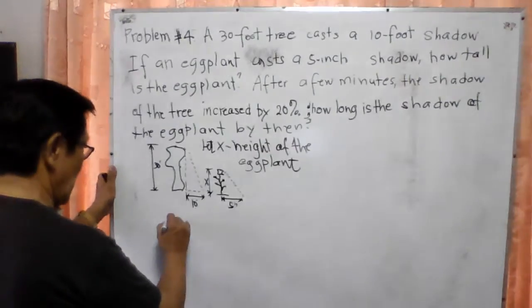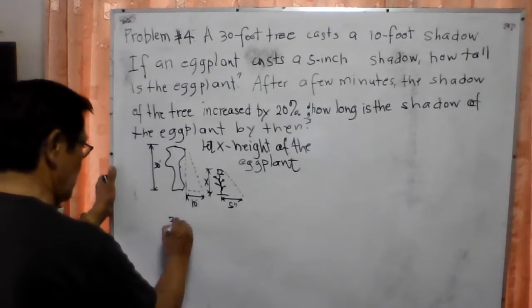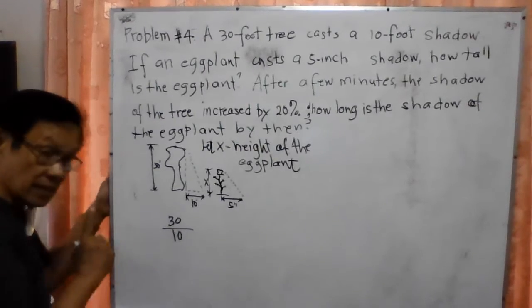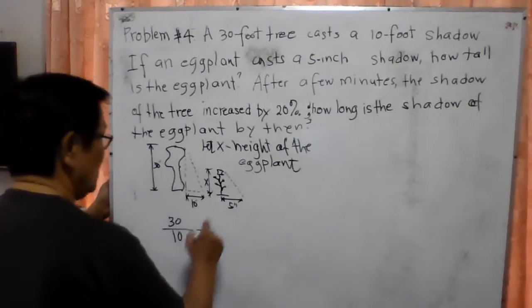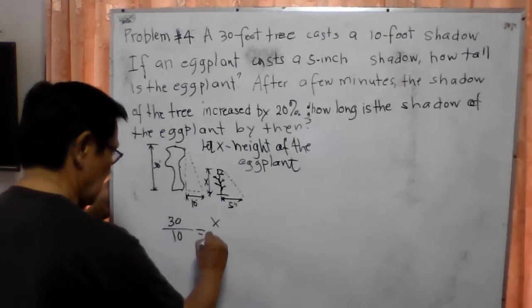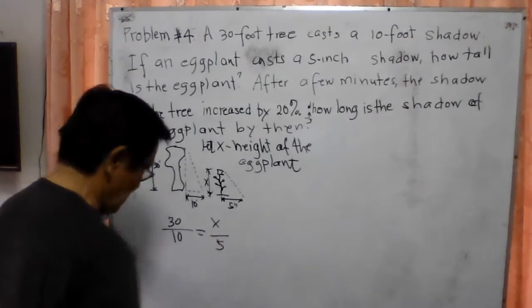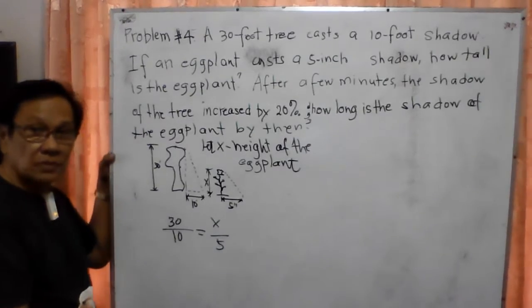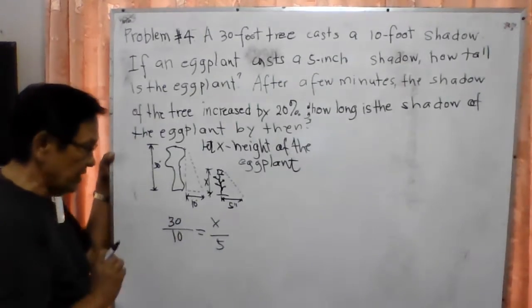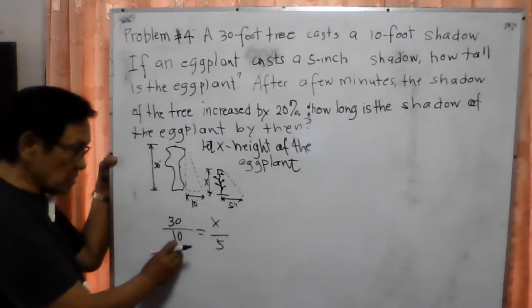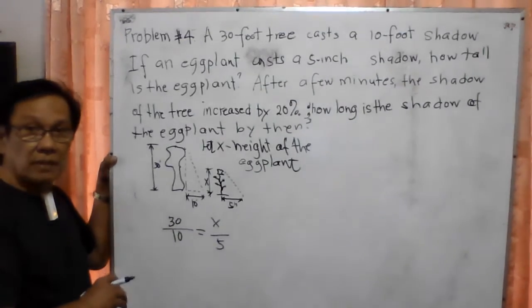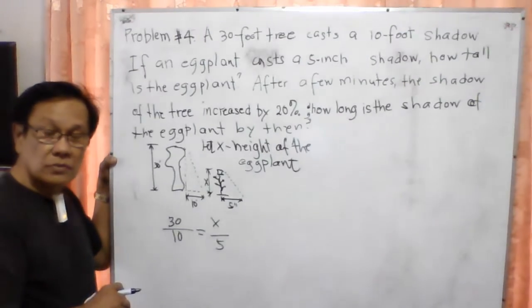So now we have 30 divided by 10. 30 is to 10 as X is to 5. Okay? So in ratio and proportion, you don't say 30 over 10. You just say 30 is to 10 as X is to 5. Those are the ratio and proportion relationships.